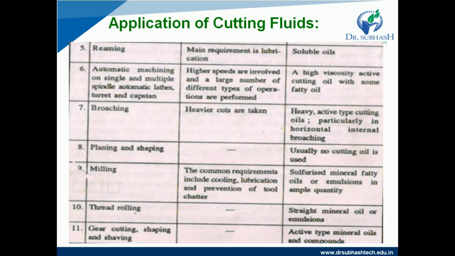In milling operation, the common requirements include cooling, lubrication and prevention of tool chatter, because we are cutting the gear with the use of this milling operation. So we have to use sulfurized mineral fatty oils or emulsions in ample quantity, right? Thread rolling: there are no special requirements or cutting conditions. Straight mineral oils or emulsions. Next thing is gear cutting and shaving. There are also no special requirements or cutting conditions, so active type minerals and compounds we can use.